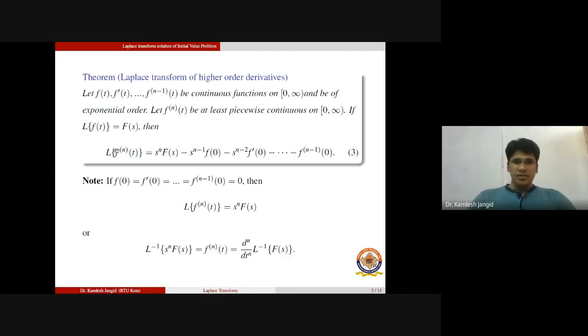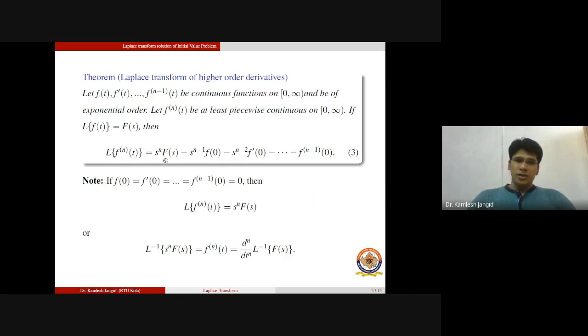Then the Laplace transform of the nth derivative of the function is given by this relation: s^n multiplied by the Laplace transform of f, minus s^(n-1) times the function value at 0, minus s^(n-2) times the first derivative of the function at 0, and so on up to the (n-1)th derivative of the function at 0. So this result is very important to find the Laplace transform of the derivatives of the function, first derivative, second derivative, and so on.